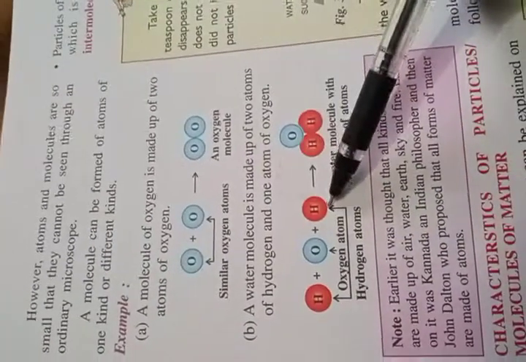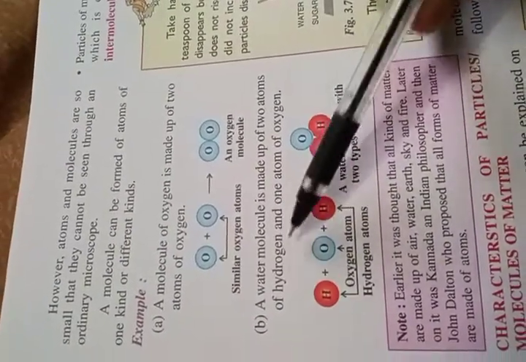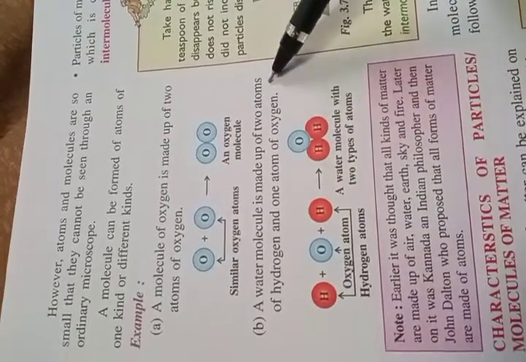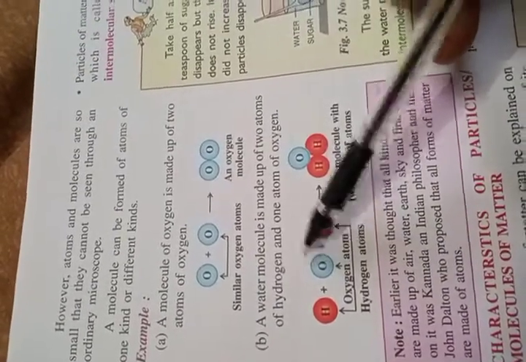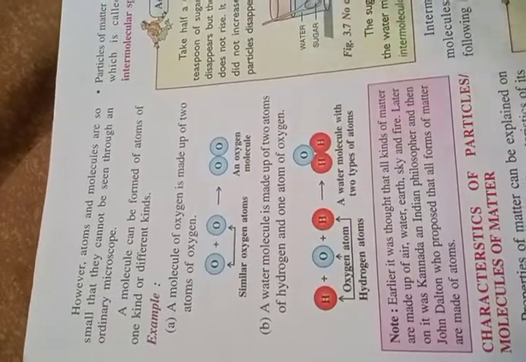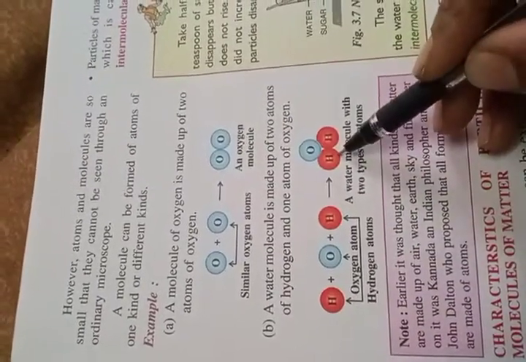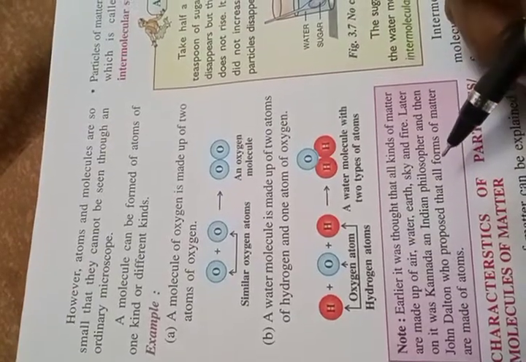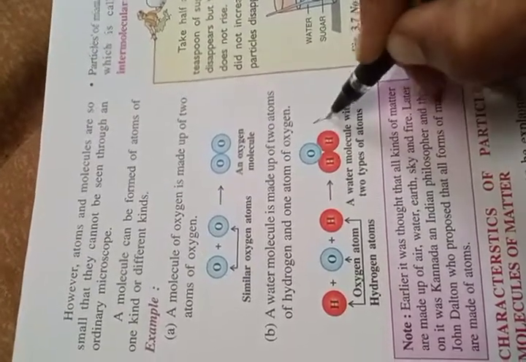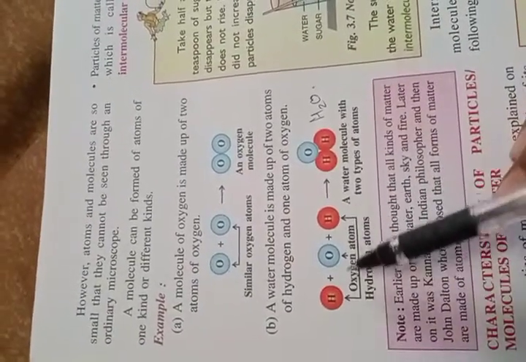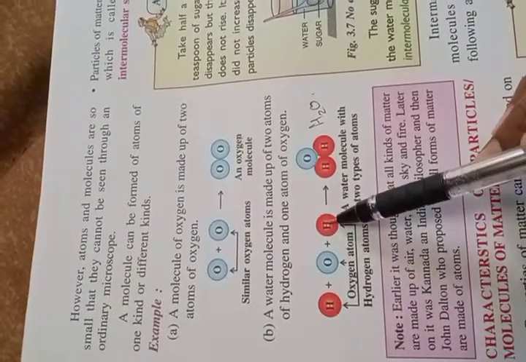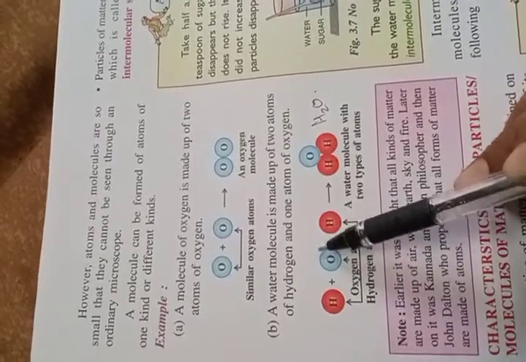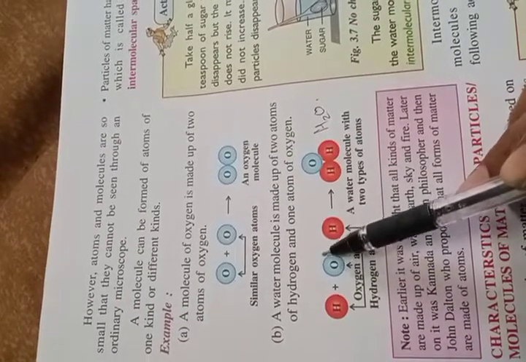See, in the second example, a water molecule is made up of two atoms of hydrogen and one atom of oxygen. See, you know water molecule, its formula is H2O. What is H2O? Formula of water, H2O. See, so hydrogen, when two atoms of hydrogen are combined with one atom of oxygen.